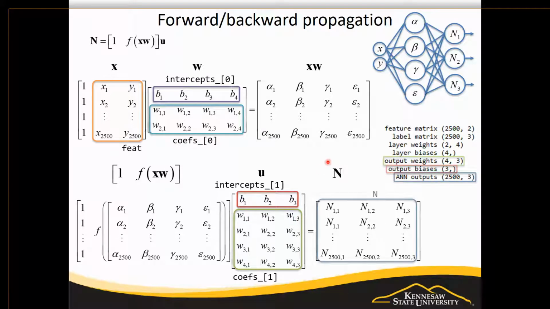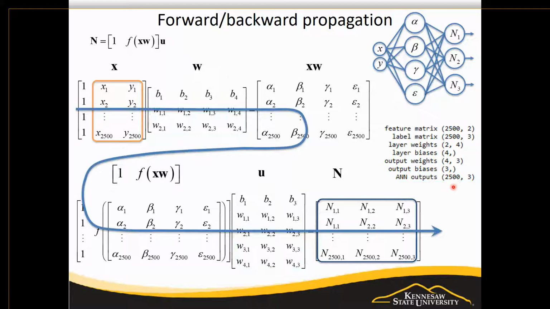Okay? Now, that gives us our outputs. And we have 2,500 outputs, 1 for each sample, but there's 3 of them for each one of them. And that's what we get to 2,500 by 3. So this process, again, it's an explicit function here. I take my inputs x, I put them in, I go through this whole process, do all these calculations, and out pops my n. Okay? And this is what we call the forward pass, or forward propagation through the network, where I take my inputs and it will give me what my predictions are.